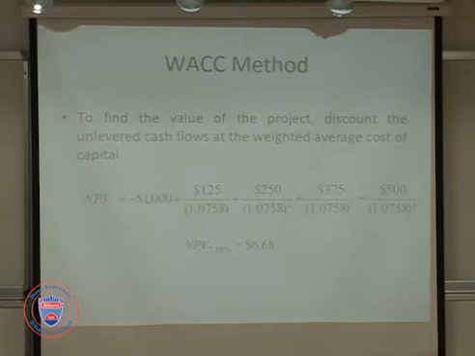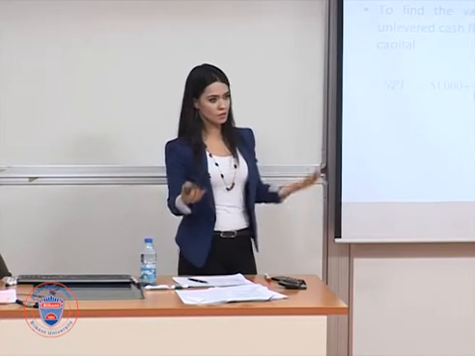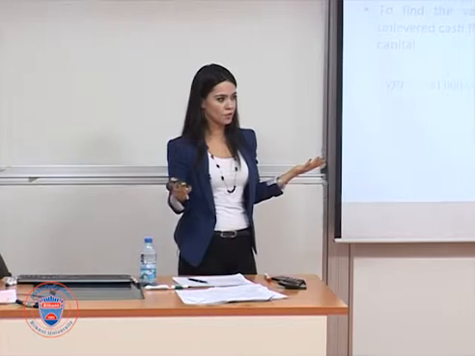Then what are you going to do? You're going to look at the original cash flows, and you're going to discount those original cash flows at the weighted average cost of capital. So NPV in that case will be $6 million. Again, this is a good project. You say you should take the project.